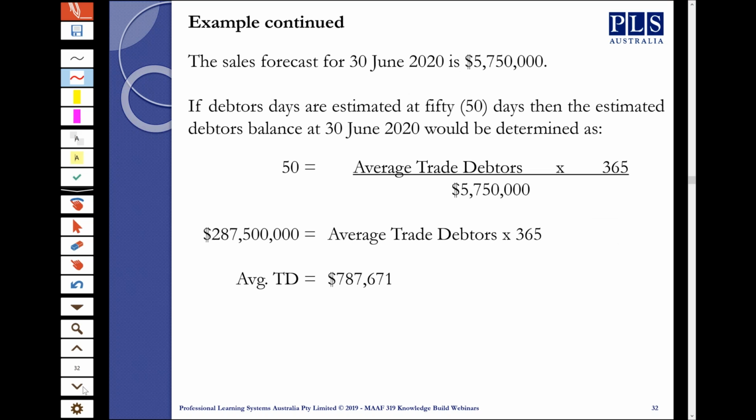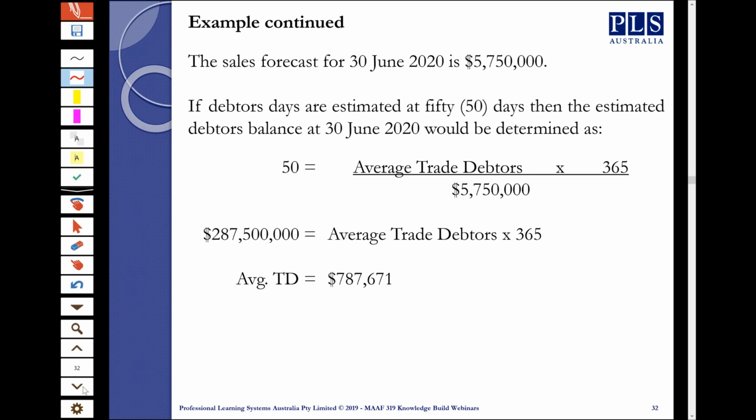As we turn the page, sales forecast is given to you as 5,750. They've then told you that if debtors days are estimated at 50 days, then the estimated debtors balance at 30 June 2020 could be determined. Now, do not be surprised if you see one of these in the online assessment. It's been a fairly regular point of reference.